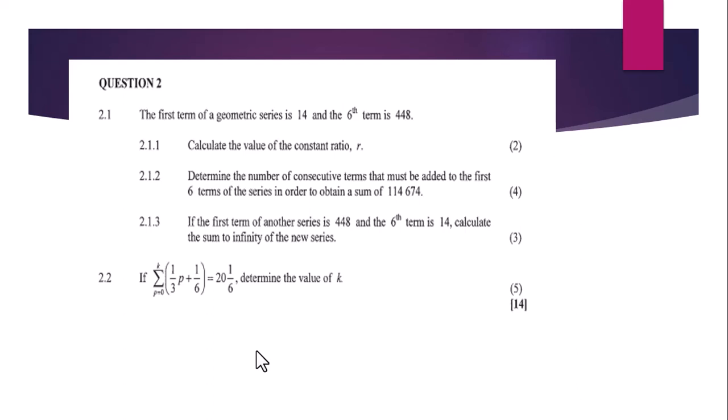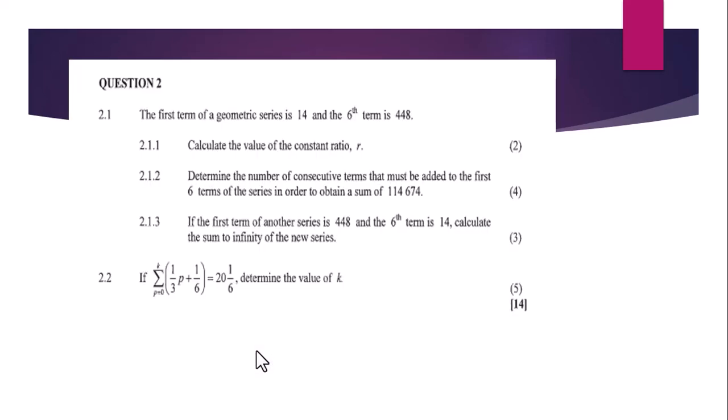Very important that you understand here. We are dealing with a geometric series, right? The first term of a geometric series is 14, and the sixth term is 448. Calculate the value of the constant ratio, because for a geometric sequence, if you want to find the ratio, you have to say T2 divided by T1 equals T3 divided by T2. We know this. You have been doing this since early January. This is the first chapter that you deal with.